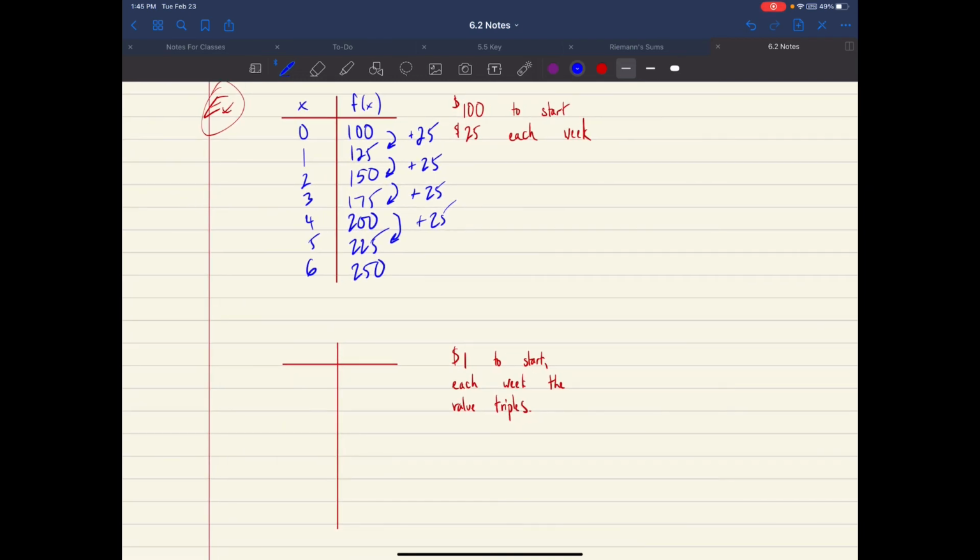So let's say you were given $1 to start, and each week the value triples. Well, let's do that. So x and f of x on week, you're given $1 to start, so that's on week 0. You have $1, and each week the value triples. So after 1 week, you'd have 1 times 3. After 2 weeks, you'd have 3 times 3. After 3 weeks, you'd have 9 times 3. So just to clarify what's happening, we're multiplying by 3 each time.